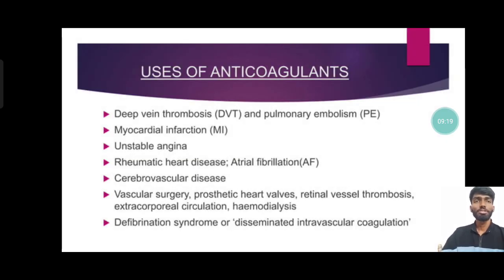Usage of anticoagulants. Basically, anticoagulants are used in deep vein thrombosis, basically known as DVT, pulmonary embolism, myocardial infarction, unstable angina, rheumatic heart disease, atrial fibrillation, cardiovascular disease, vascular surgery, prosthetic heart valves, retinal vessel thrombosis, extracorporeal circulation, hemodialysis, defibrination syndrome or disseminated intravascular coagulation.